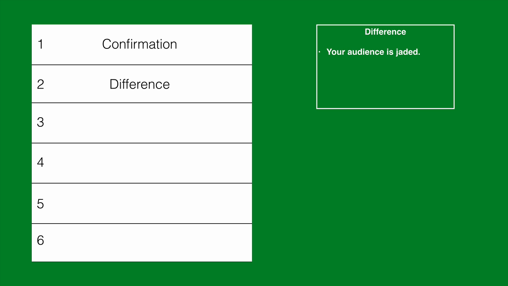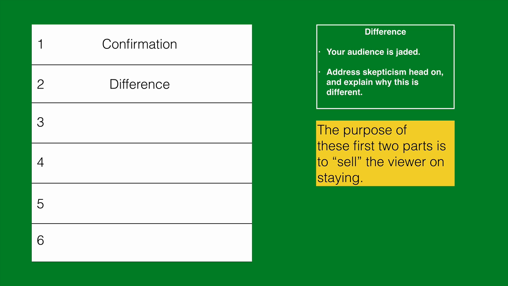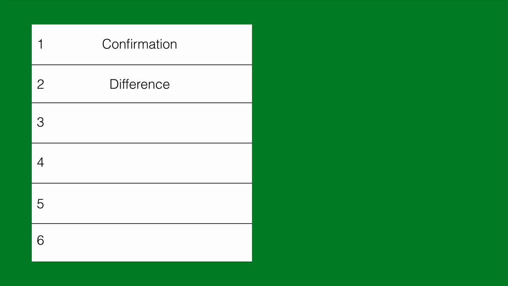Well, most people want to talk about how great they are, but here's the trick. During the difference phase, you want to address their skepticism head on and explain why your webinar is going to be different from everyone else's. The purpose of these first 2 parts of any webinar or sales presentation is really to, quote unquote, sell the viewer on staying for the rest of the presentation. That's it.